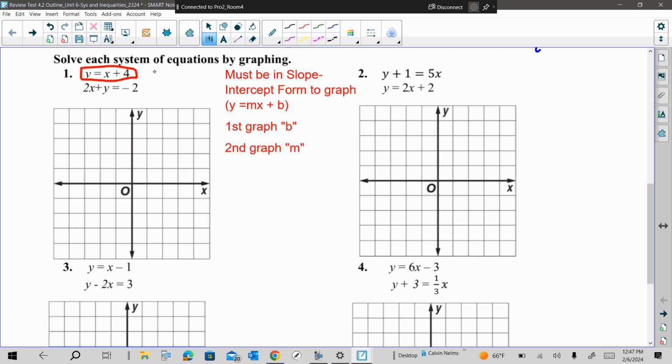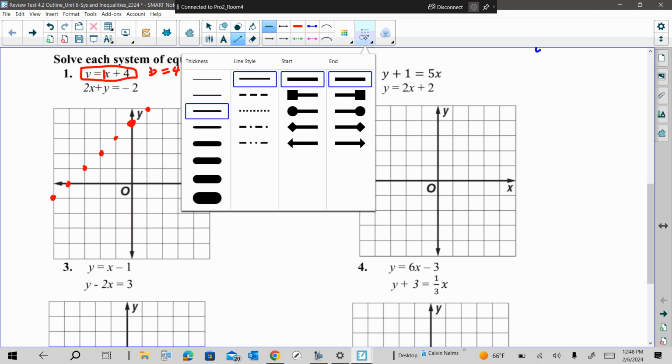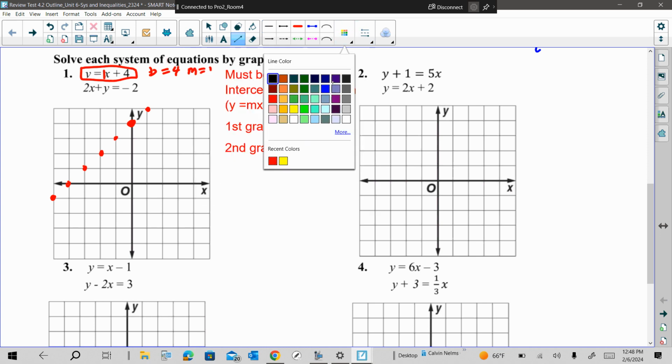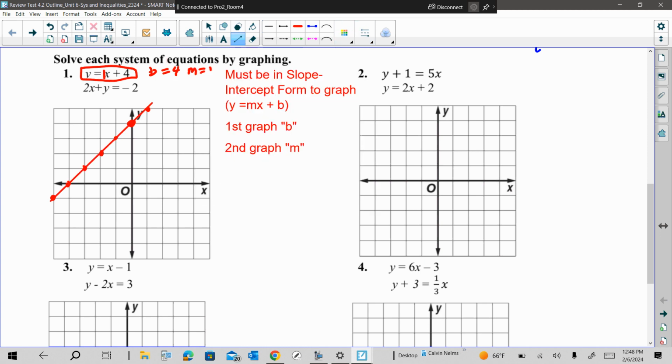So we start with the b, which is 4. So on the y-axis, we put a point at 4, and your m is 1. Remember, there's an invisible 1 in front of the x. So that just means up 1 to the right 1, or down 1 to the left 1. It's positive slope, so it should be increasing. So we needed to use our ruler and draw a line through those points. I'm just going to use this tool to get it on there faster.